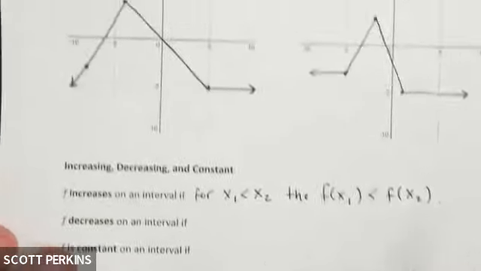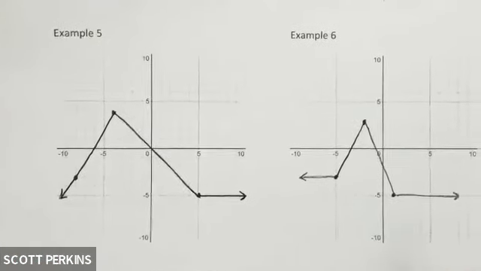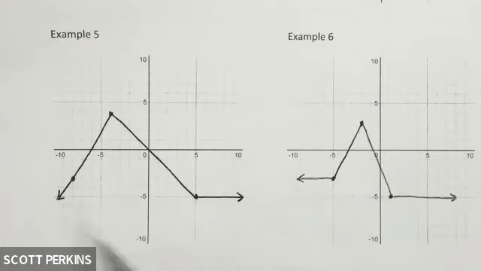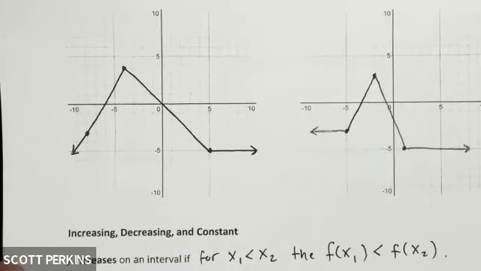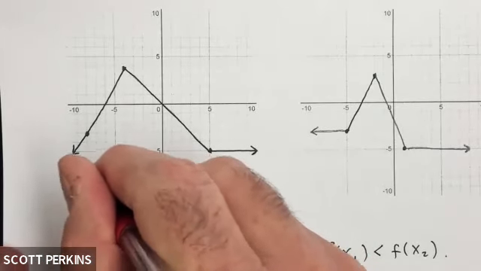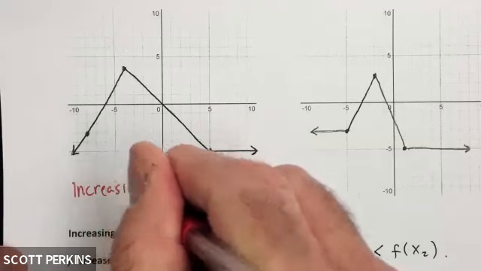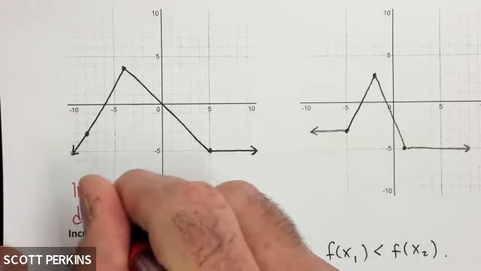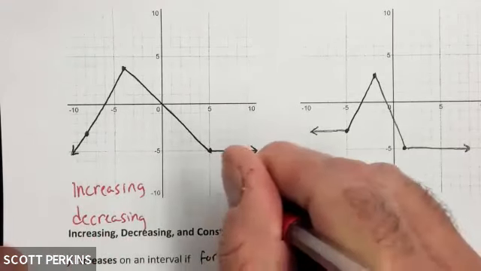So I'm going to go up to example 5. Example 5 is just this little graph that I made up and I graphed. And what we are eventually going to do is we are going to identify where is this graph increasing, where is it decreasing, and then where is it constant.